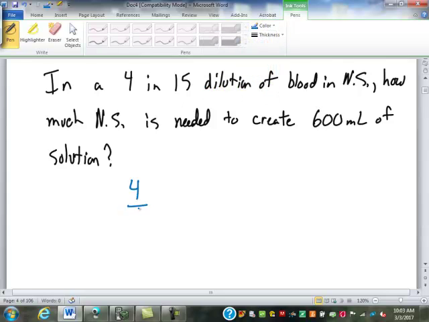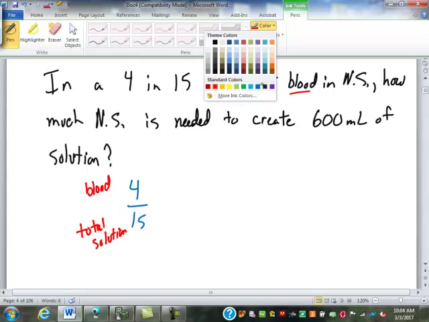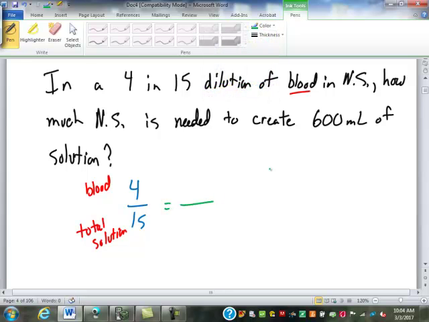So we've got the 4 in 15 dilution. The 4 represents serum, or in this case, blood. The 15 represents total parts, or total solution. So on the other side of this, we have the 600 milliliters. What does that represent? Solution. The total solution.